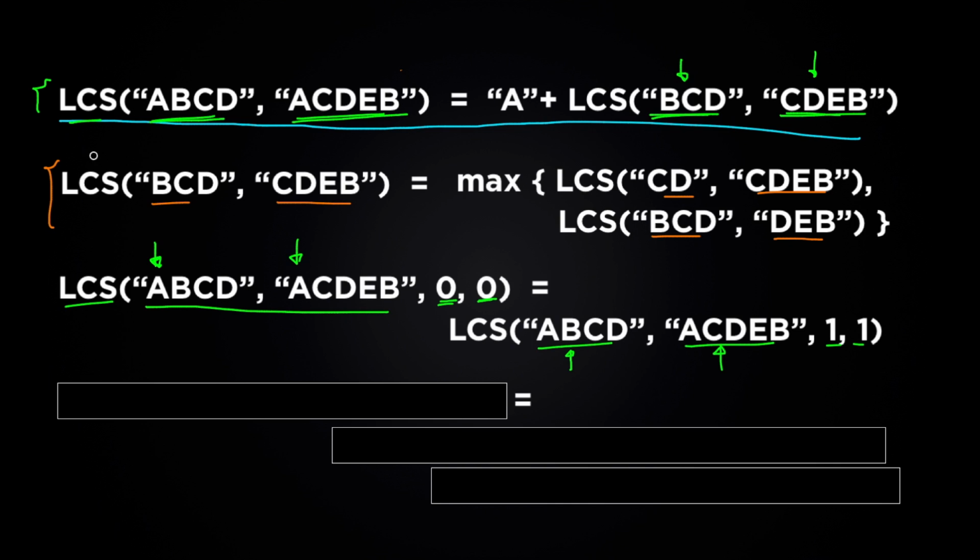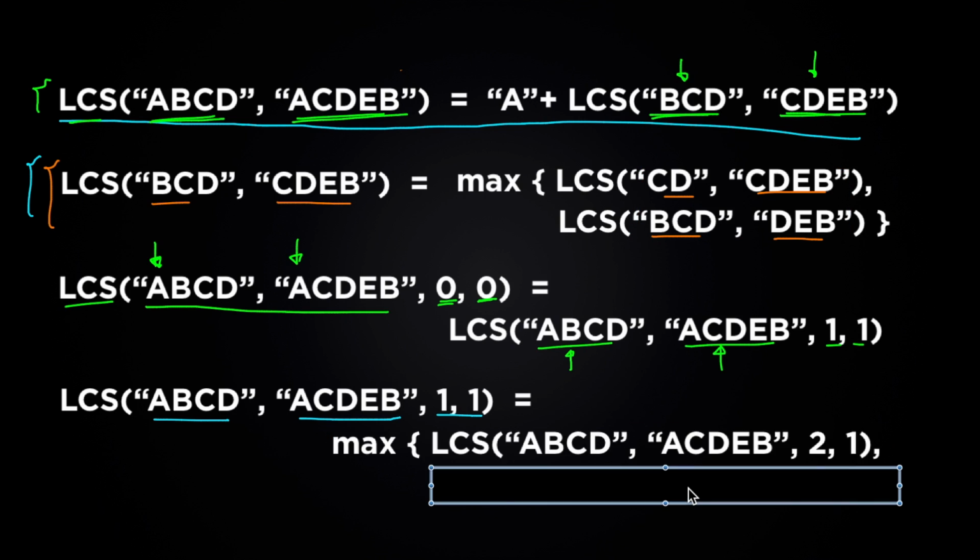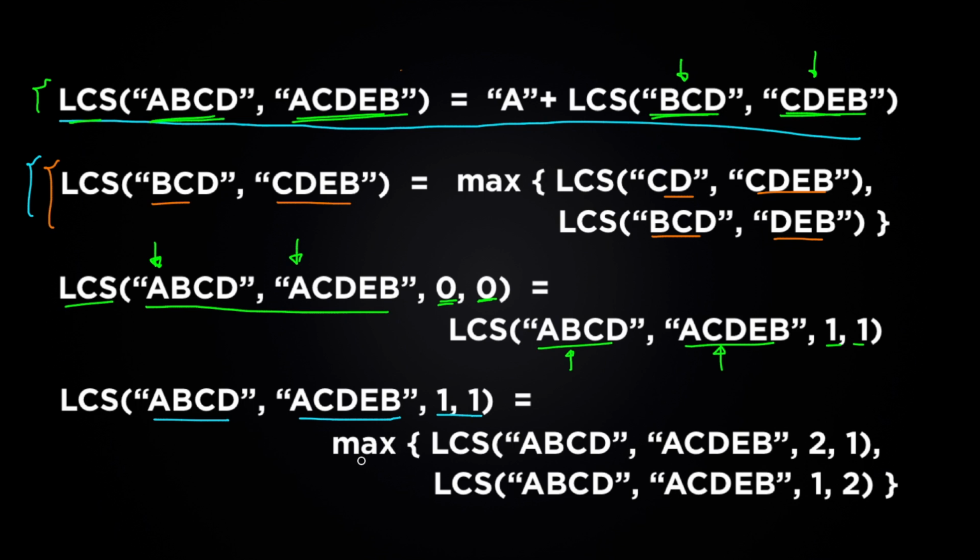And we can do the same thing for this case as well. Instead of passing BCD and CDEB, the original strings might be ABCD and ACDEB, and then we're passing 1, 1 as we saw earlier. And then instead of creating these four strings, we're just going to change the indices again. So this is going to be like that: max of LCS of the same strings, and then 2, 1, and then LCS of the same strings, and 1, 2.